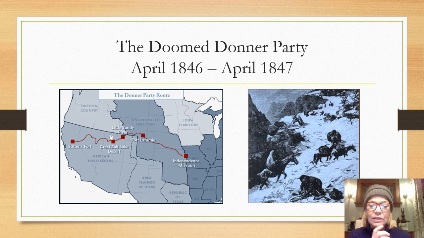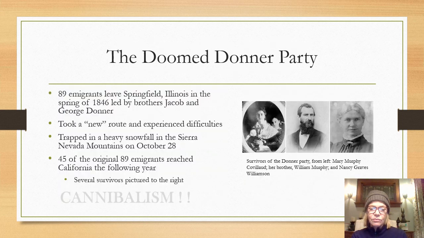They get up into the Sierra Nevada mountains, right? And then they get this horrible blizzard, as luck would have it. So they're stuck up there with no food. And let me just turn the slide. So about 89 of them go, right? They leave Springfield, Missouri in the early spring of 1846. There were some wealthy people who did it, Jacob and George Donner, and they decide to take that new route, but they get trapped up there in October. October is an early time for snowfall, right?